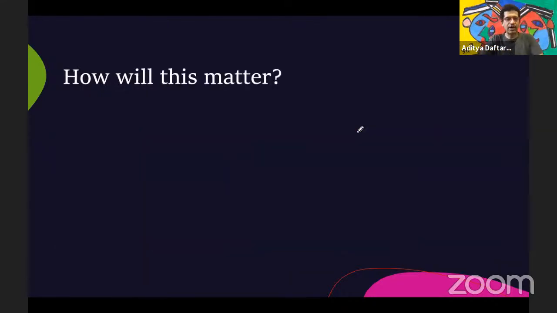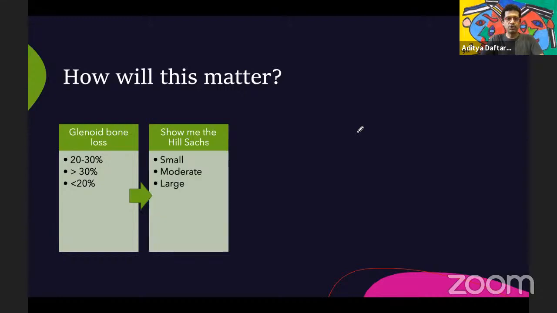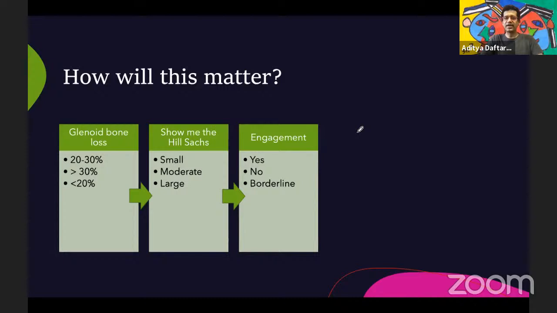And how will this all end up mattering? Based on the glenoid bone loss, we've characterized them into the various groups. We want to see the Hill-Sachs. We'll characterize them as small, moderate, large. We look at the status of engagement, whether it's yes, no, or borderline.